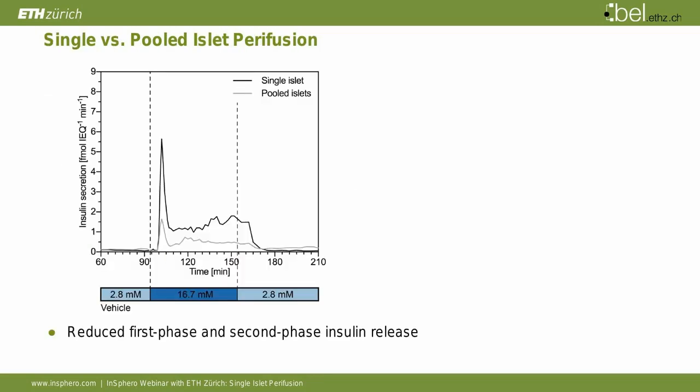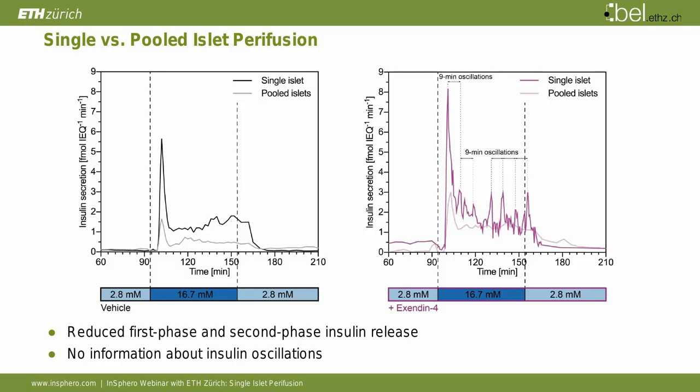Here, as one of my last slides, I would like to compare and show you single versus pooled islet perfusion. We observed multiple times that when we pool islets, we see a reduced first phase and also second phase insulin release when we calculate the insulin secretion per islet equivalence. And we also see this when we stimulate with compounds such as exendin 4 in that case.